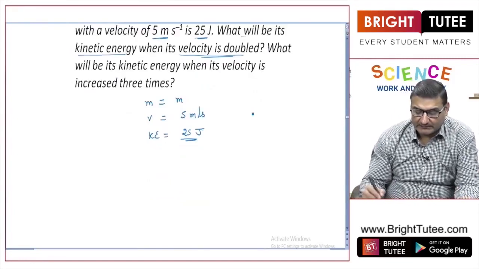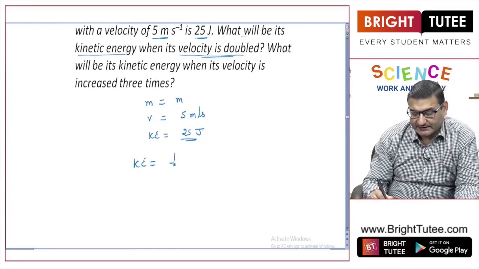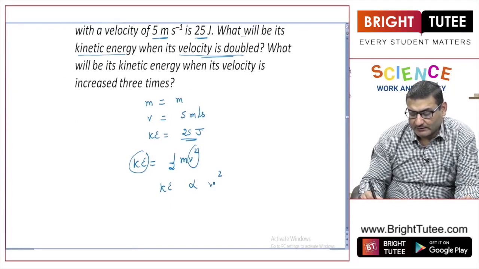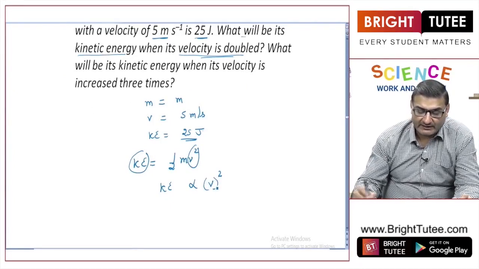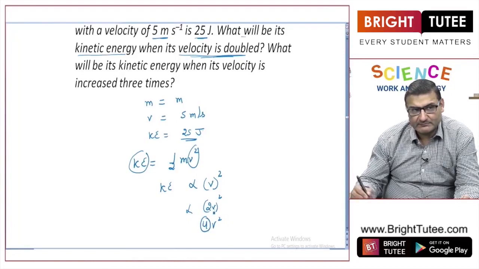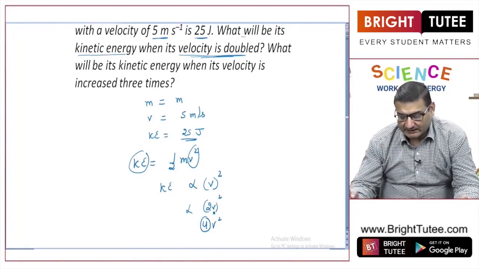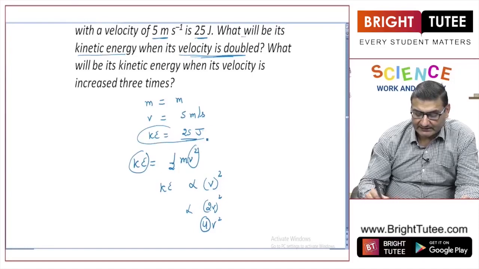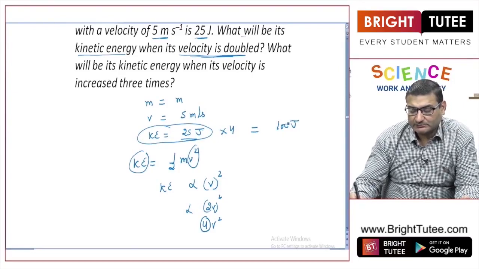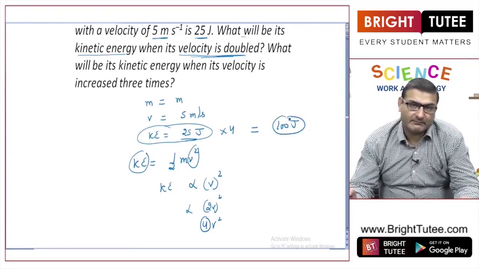Now we know that kinetic energy is represented as half mv square, and kinetic energy is directly proportional to the square of the velocity. So if the velocity is doubled, meaning it is made 2v, then the kinetic energy, being directly proportional to the square, will become 4 times its original value. Four times means if the initial kinetic energy is 25 joule, then multiplying by 4, it will become 100 joules when its velocity is doubled.